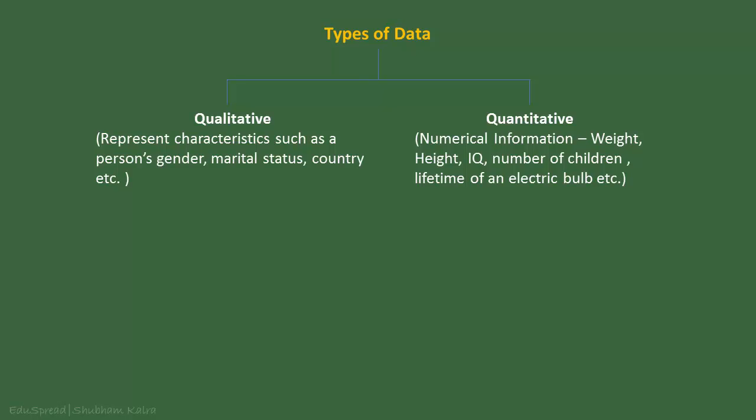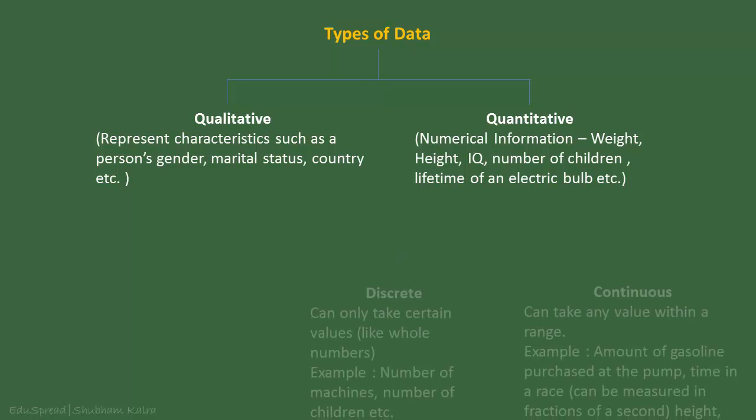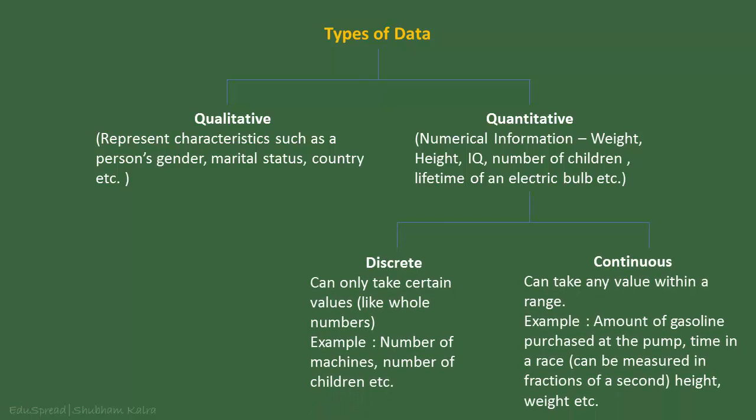For example, your weight, your IQ, the number of children that you have, or say the life of an electric bulb of a company, etc. Quantitative data can be further broken down into two types, discrete and continuous.